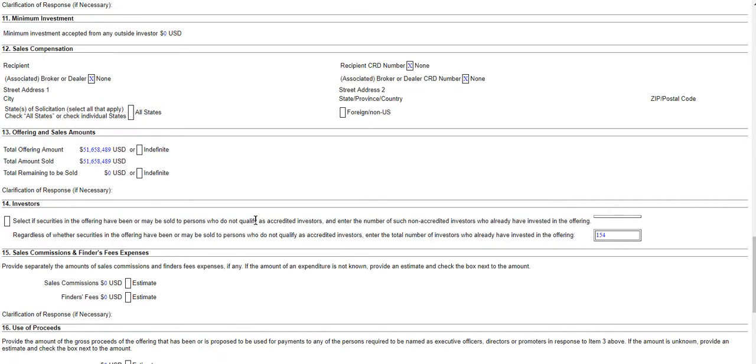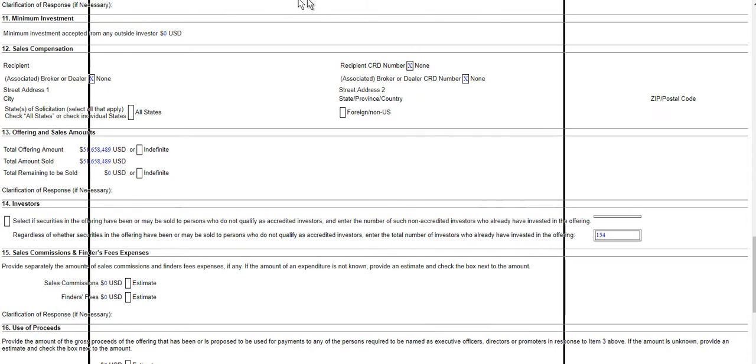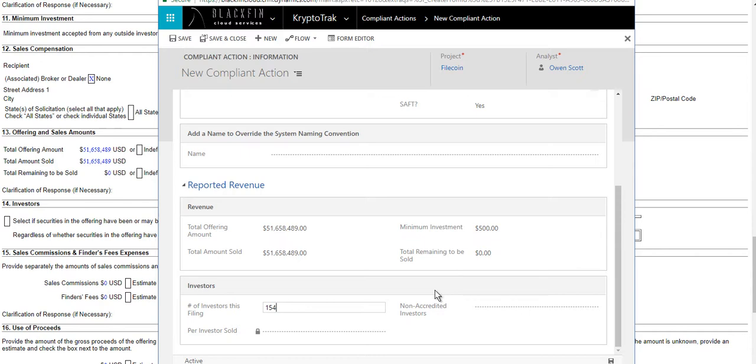Check if sold to not qualify as accredited investors. So they're saying here that they were accredited investors. 154 of them they found. There were no non-accredited investors. And then I just click here, and what I get is how much each person contributed, which is cool. So anyway, sorry about that detour.